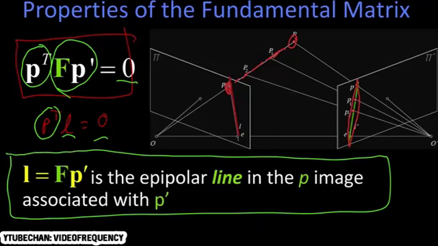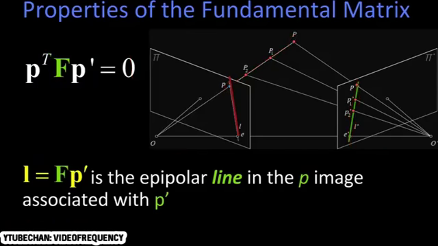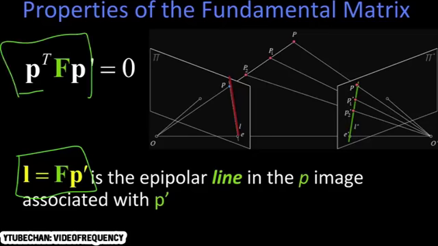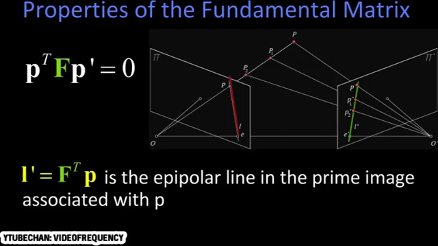What this means, and that's what's written here, is that this L, which is FP prime, is actually the epipolar line in the P image. It's going to be multiplying a point in the P image. So L equals FP prime is the epipolar line in the P image associated with the point P prime. Also, reversing this, F transpose P is the epipolar line in the P prime image associated with the point P.